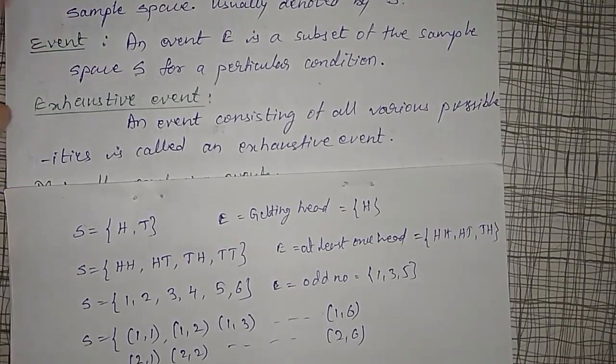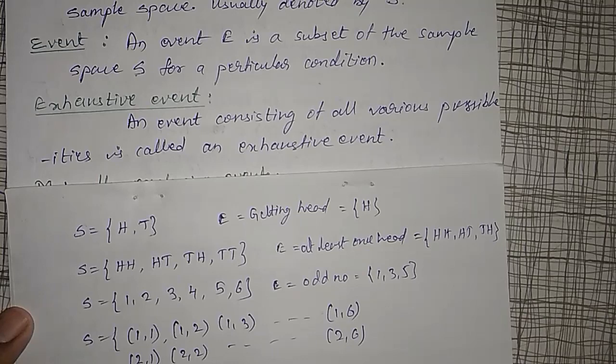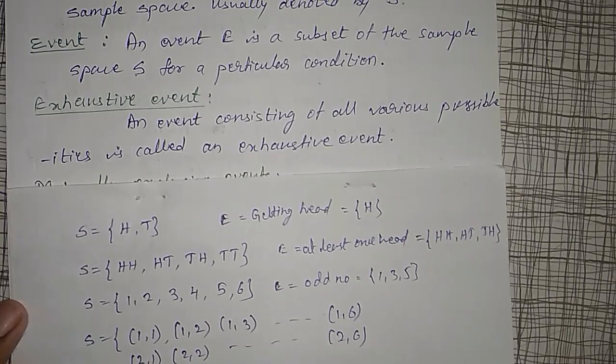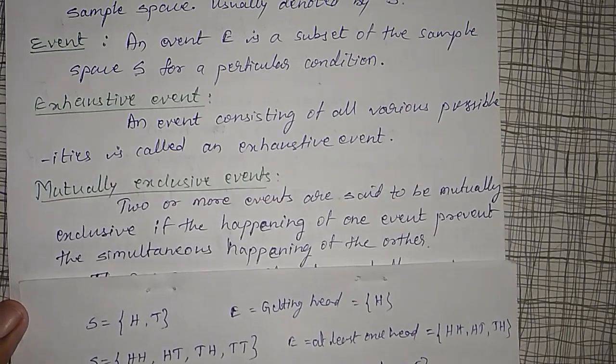Next, exhaustive event. An event consisting of all various possibilities is known as an exhaustive event. If that event is also the same set as the sample space, then it is known as an exhaustive event.